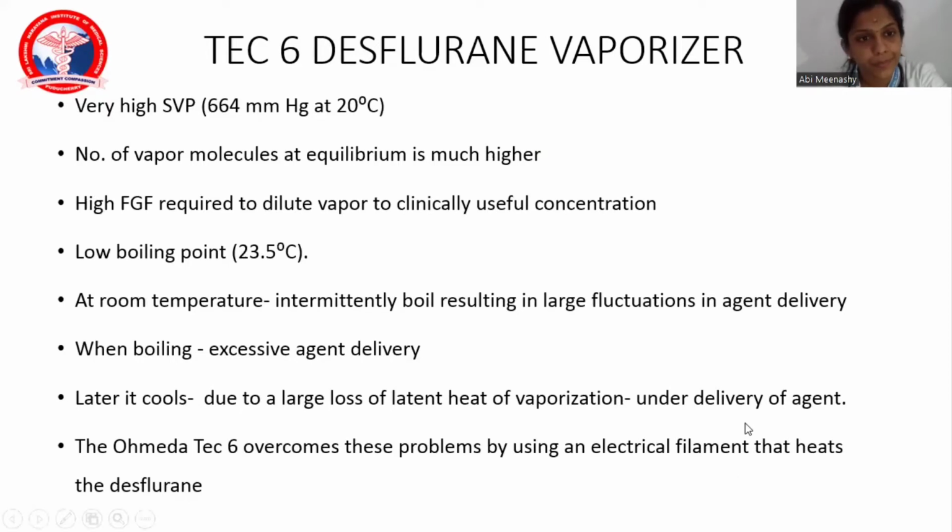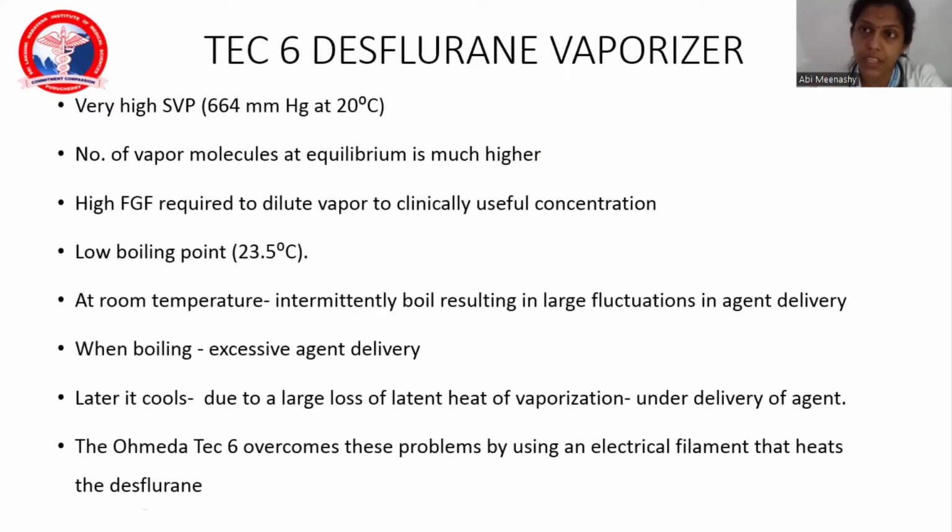So at room temperature, it intermittently boils, resulting in large fluctuations in agent delivery. When boiling, excessive agent delivery will be there. Later, it will cool down due to large loss of latent heat of vaporization. So there will be under delivery. When it boils, excessive delivery. When it doesn't boil, the temperature is lost, under delivery. So we have a separate vaporizer, the Tec 6 vaporizer, to overcome these problems by using an electrical filament that heats the desflurane.